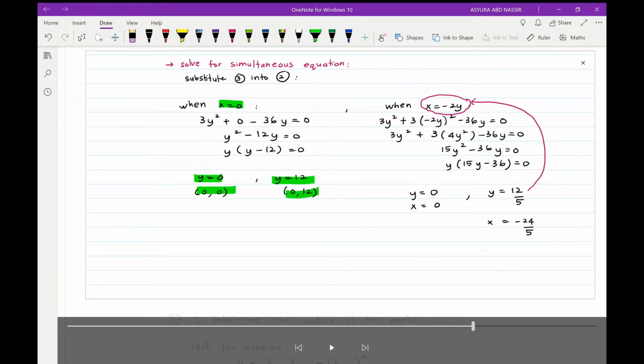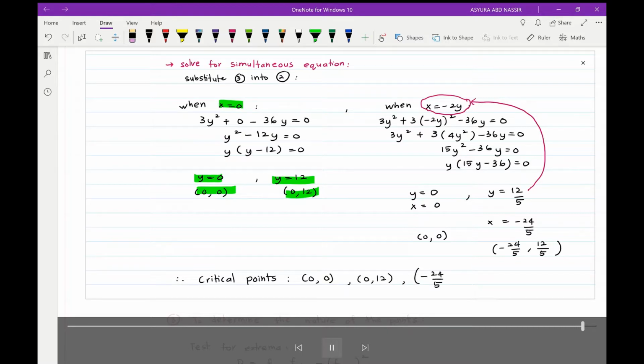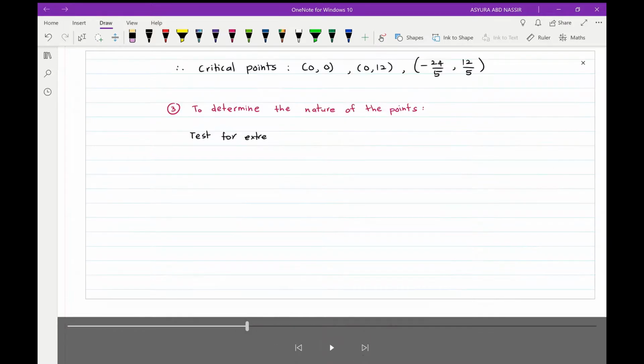Alright, so you have another 2 points. The first one (0, 0). The second one negative 24 over 5 and 12 over 5. Okay, make sure you put the right x and y. Alright, now how many critical points we have? Yes, we have only 3 critical points because (0, 0) is the same point.